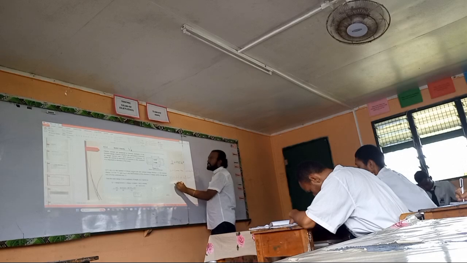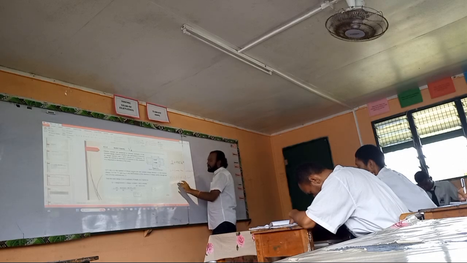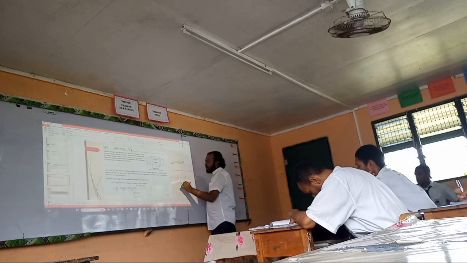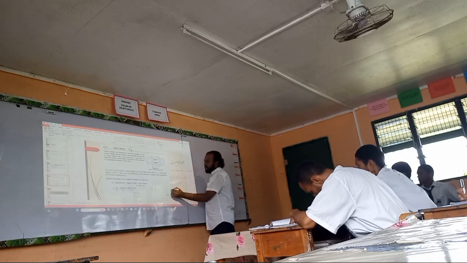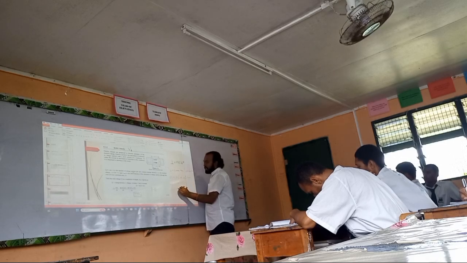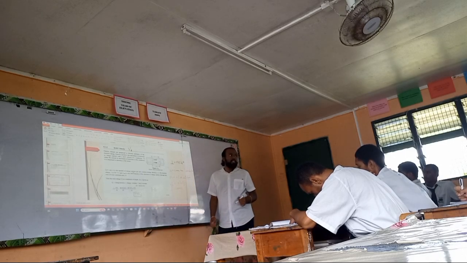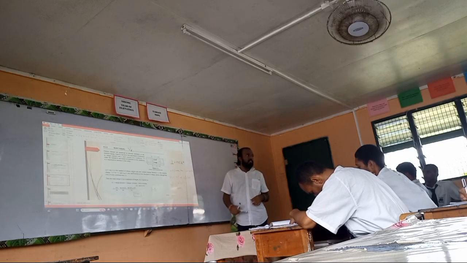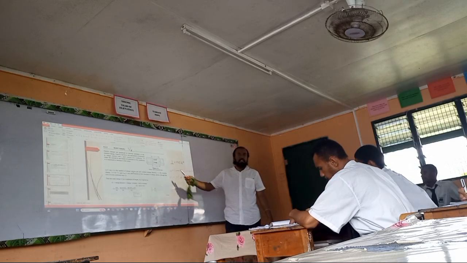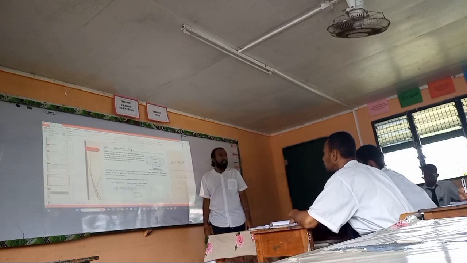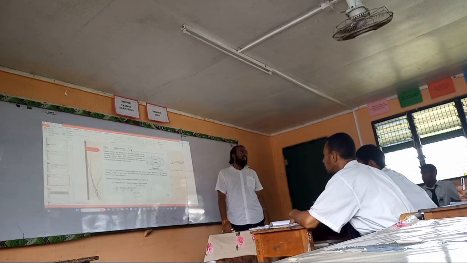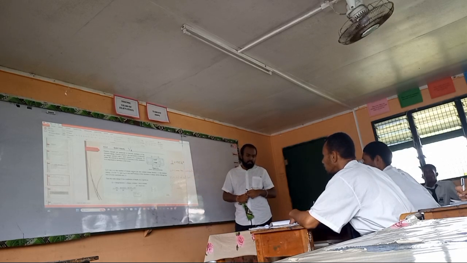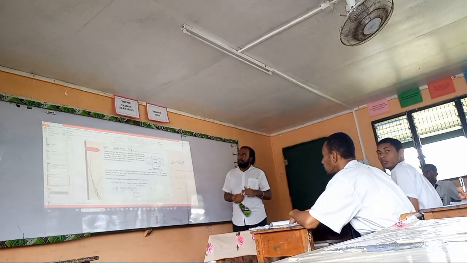V is the drift velocity, and your A is area. So what is the area formula for the surface of a conductor? It's not Q over T. It's the area, pi r squared something. Length times width is the area of a rectangle.